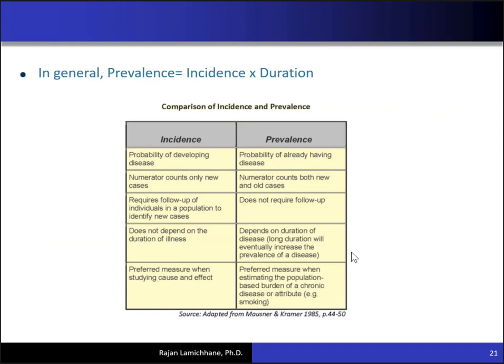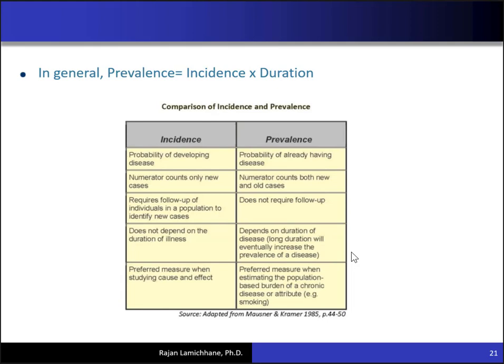Here you can compare incidence and prevalence in different ways, and I have taken this reference from the Mosner and Kramer's textbook. Incidence is the probability of developing a disease because it is all new cases, and prevalence is the chance of already having the disease because it accounts for past existing disease as well. When you calculate the incidence, your numerator is always only the new cases. It doesn't count any existing cases. And for the prevalence, it counts both new and old cases.